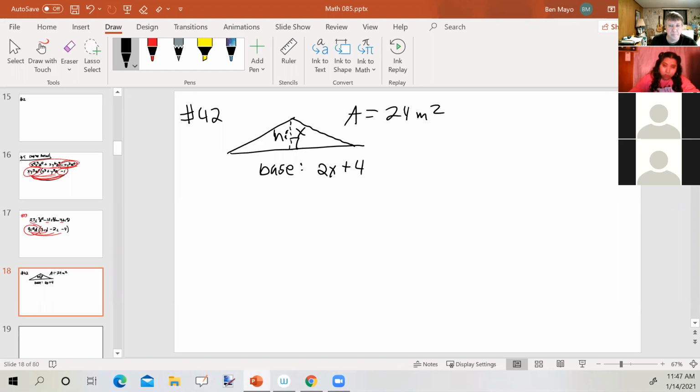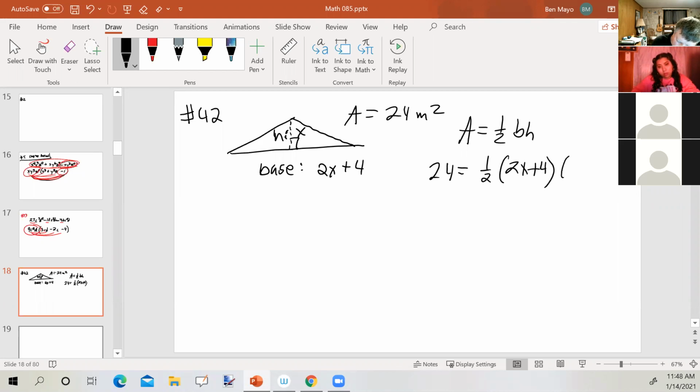plus 4. Okay. Now, the area of a triangle is 1/2 the base times the height. So 24 equals 1/2 times the quantity 2x plus 4 times the quantity x. Any questions yet?